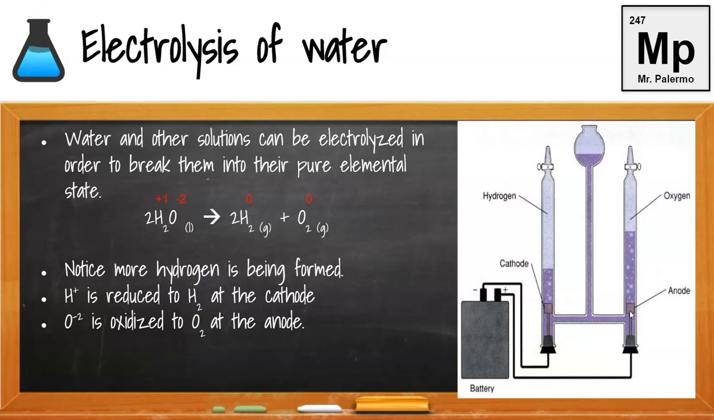And you can also see here, if you look at the coefficients, we have a 2 in front of the hydrogen and a 1 in front of the oxygen. So we are producing twice as much hydrogen gas as oxygen gas. And you can see that here in the chamber. You can see there's roughly twice as much hydrogen gas being produced as oxygen.